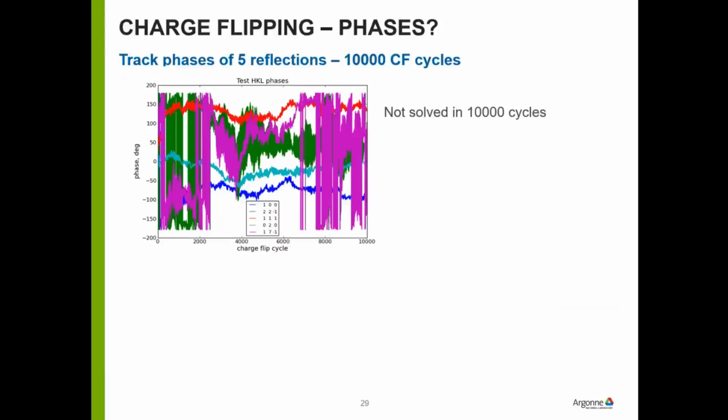Now, this is the interesting part. And this is the thing that I really want to talk about as a sort of closeout of what I've done here. If you track the phases of 5 reflections, and it doesn't matter what 5, you just pick 5, they will do something like this. Some of them pretty much are the same all the way through the cycles, this is 10,000 cycles of charge flip, but some of the other ones will simply just bounce all over creation. And this did not solve.